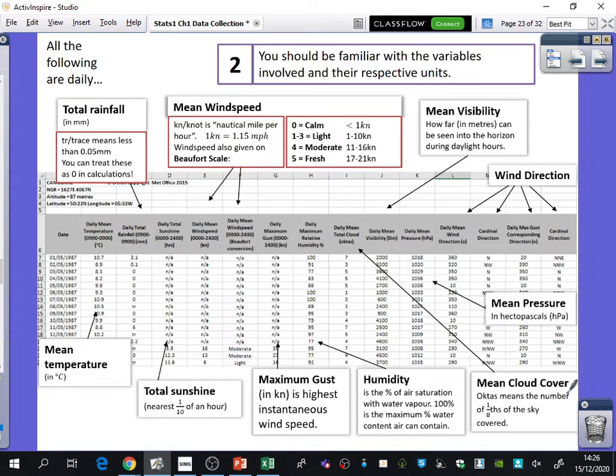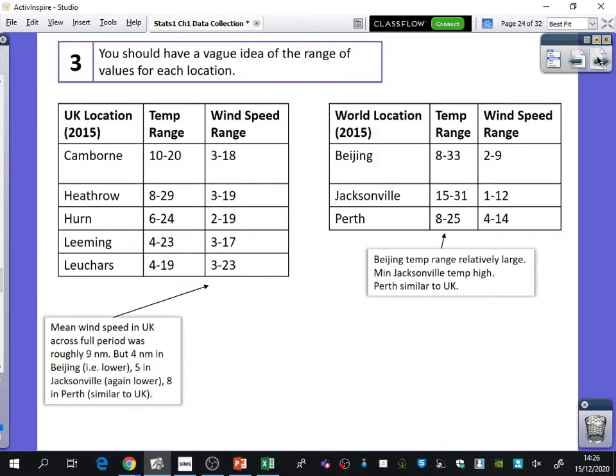So the scale for the octas, you can have 0 octas all the way up to 8 octas, which means there's no blue sky at all. So the scale is between 0 and 8. Even though it sounds like it's going to be out of 8, it's actually out of 9 because you've got the 0 in there as well. So that's what we mean by all of the different things that you need to be familiar with.